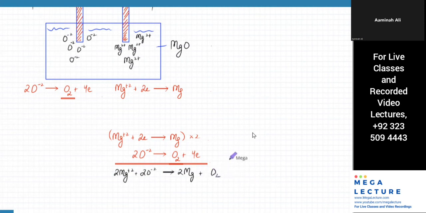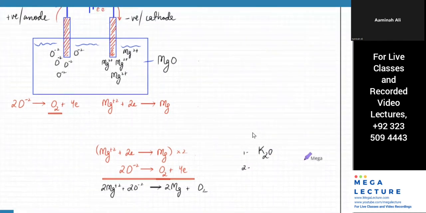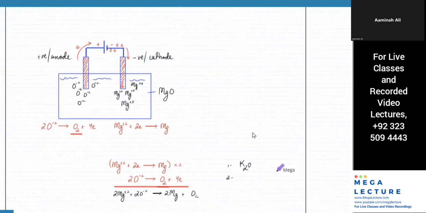I'm going to give you some questions. Number 1, potassium oxide. Do everything: make the 2 equations, then add them up, and make the diagram as well, showing it exactly the way I'm doing it. The second question is aluminium oxide.